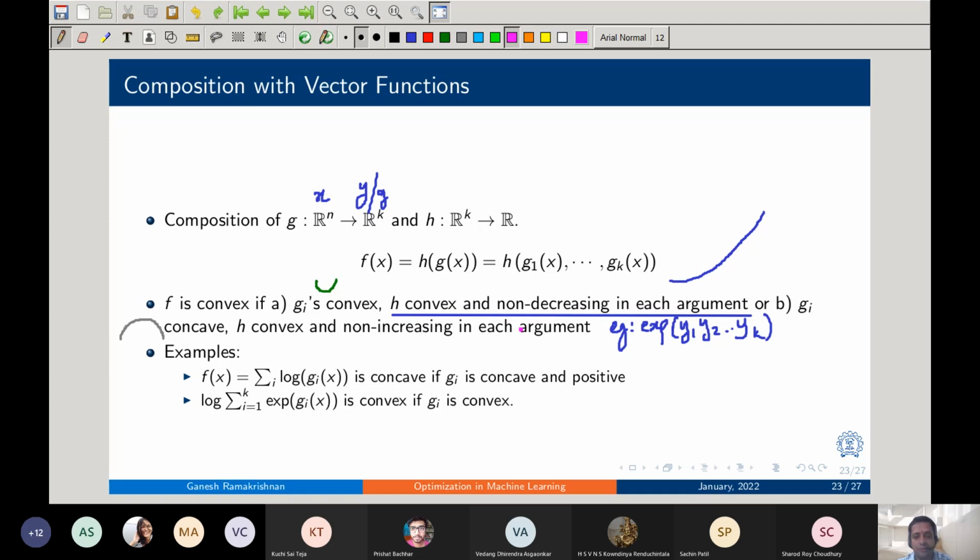So let's take this example of h being convex. I want your help. Can I now just take h to be, say, minus of log of y1 into y2 into yk, minus of log of the product, which is basically minus of the summation of the logs. Is this a good example of h convex and non-increasing in each argument? Or would you like a slightly different function from you?